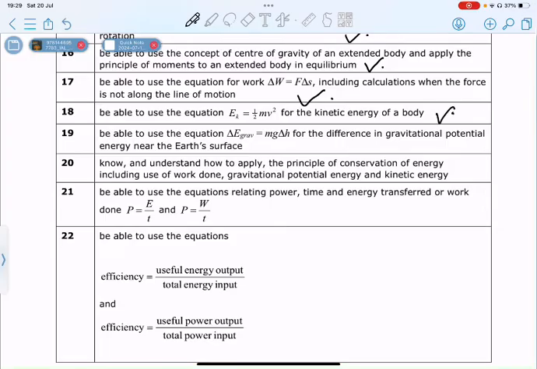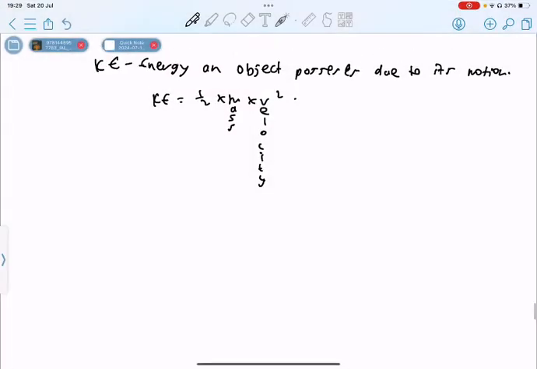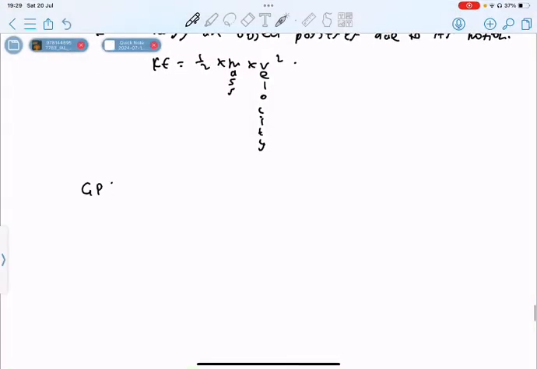Be able to use the change in gravitational energy is equal to mg change in h for the difference in GPE near the Earth's surface. That's kinetic energy. What is GPE, gravitational potential energy? GPE is the energy an object possesses due to its position in a gravitational field.